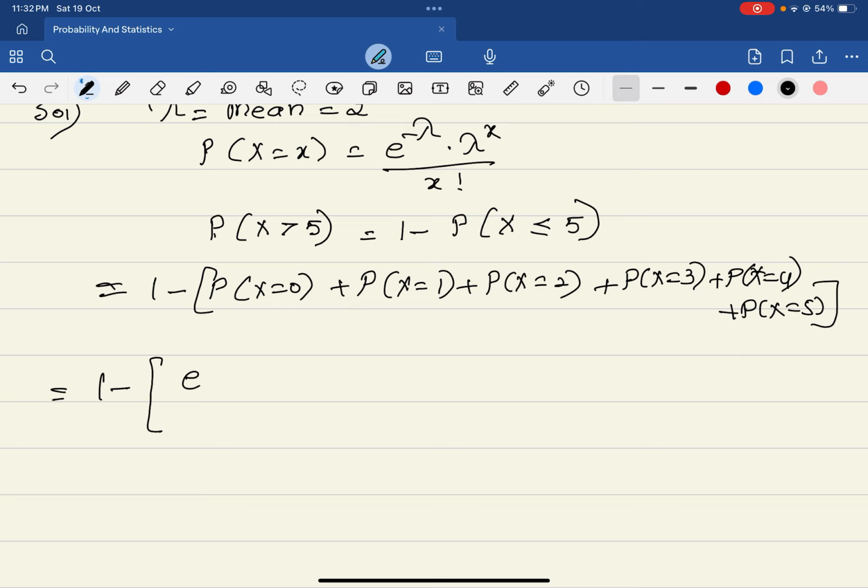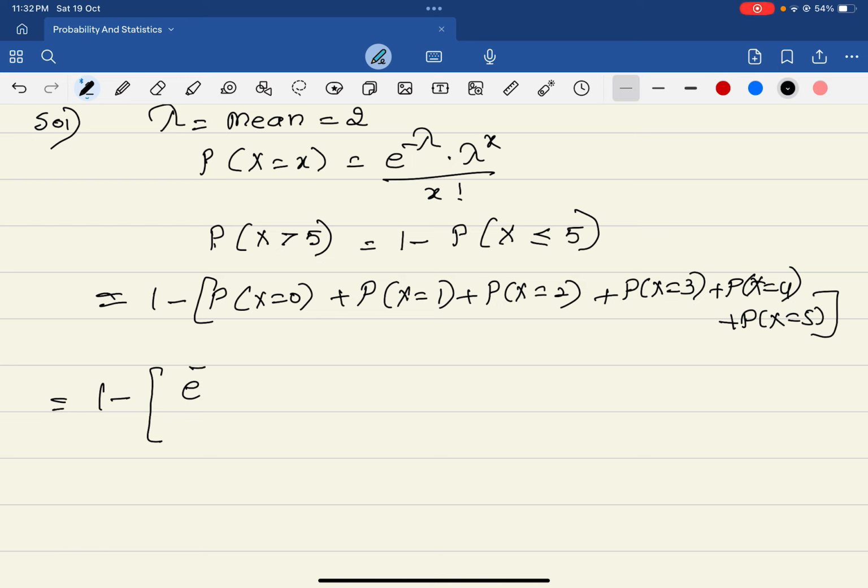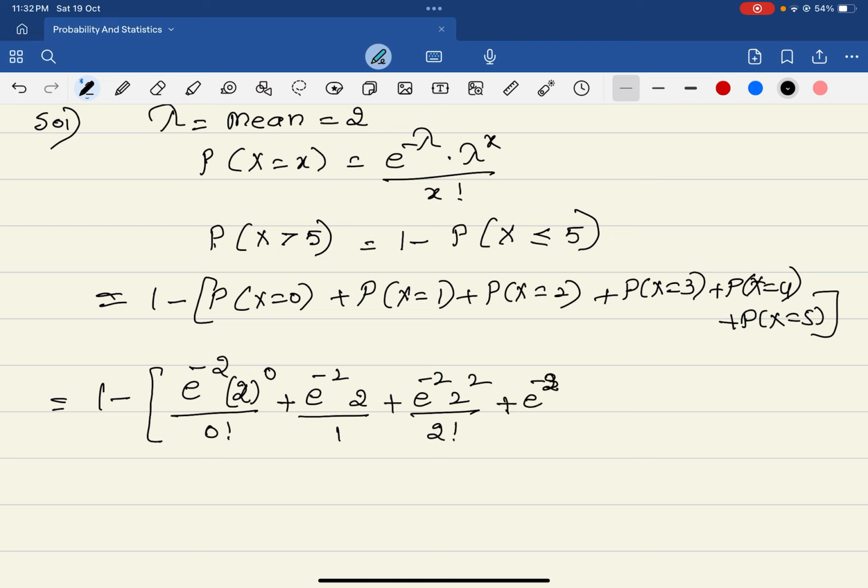That means e raised to minus lambda, already we know lambda is 2, so e raised to minus 2, 2 power 0 over 0 factorial, plus e raised to minus 2, 2 power 1 over 1 factorial, plus e raised to minus 2, 2 squared over 2 factorial, plus e raised to minus 2, 2 power 3 over 3 factorial, plus e raised to minus 2, 2 power 4 over 4 factorial, plus e raised to minus 2, 2 power 5 over 5 factorial. That is the solution.